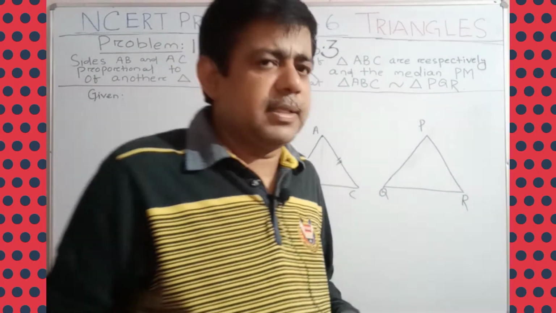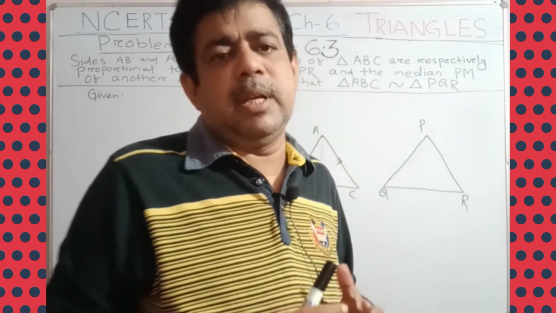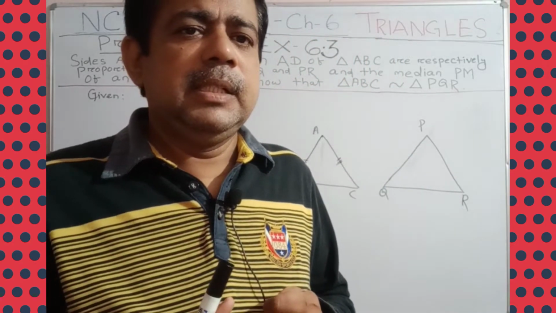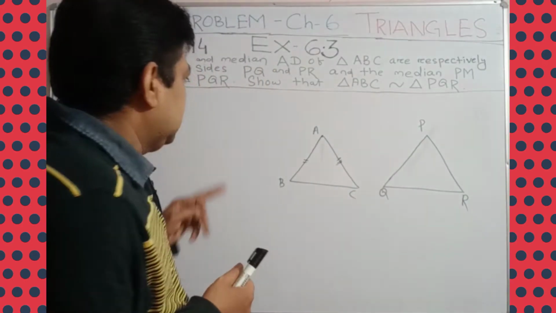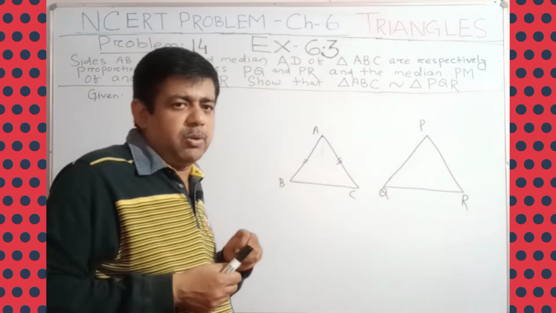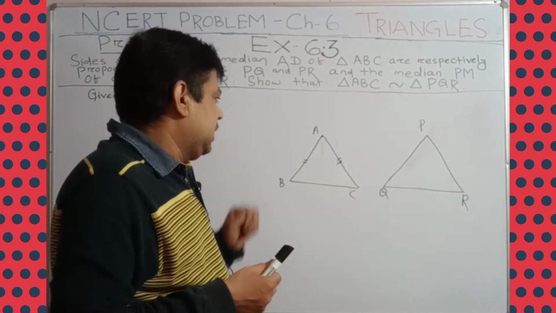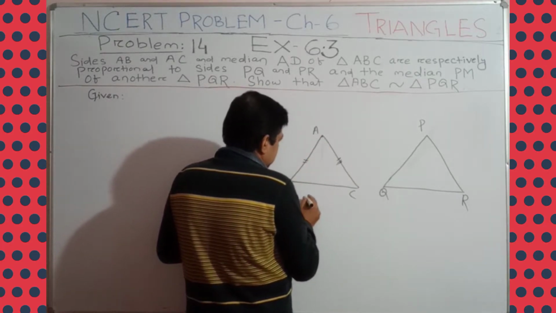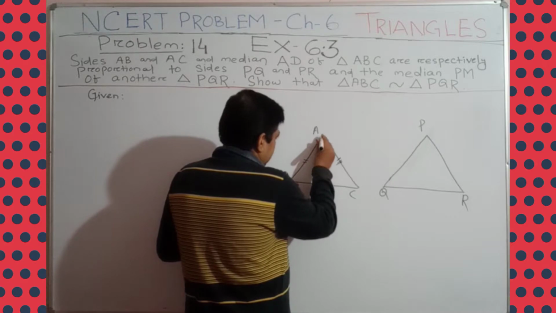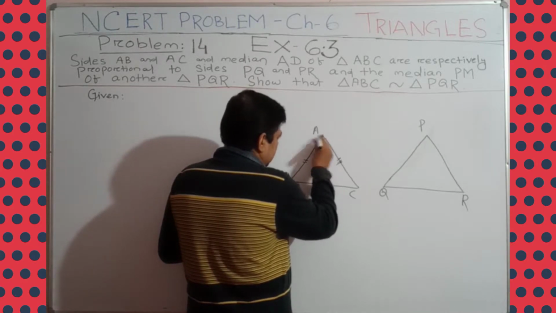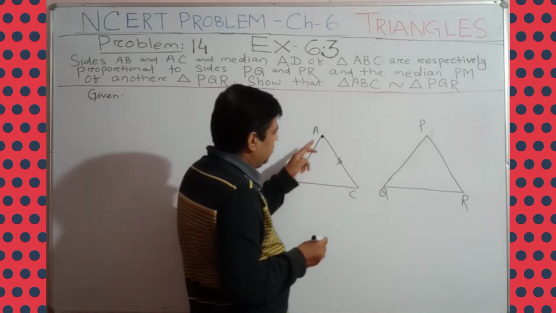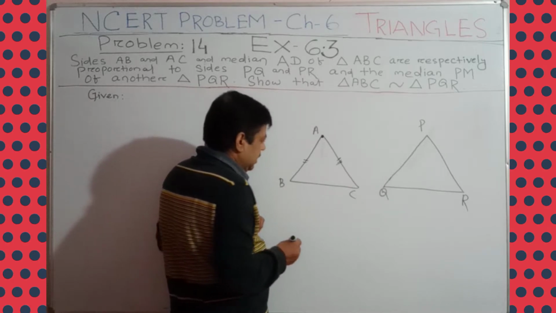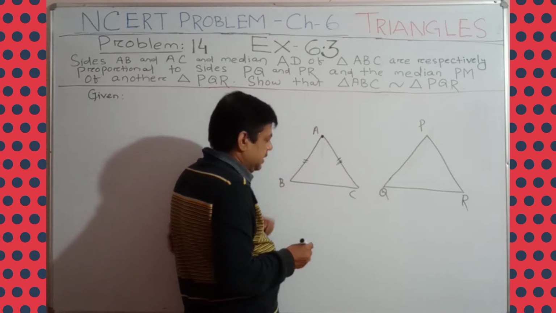Let's start. In this question, two triangles, ABC and PQR, are given. Look at the diagram: the sides AB and AC and the median AD of triangle ABC. Median AD means the median must be drawn through the vertex A of triangle ABC to the opposite side BC.